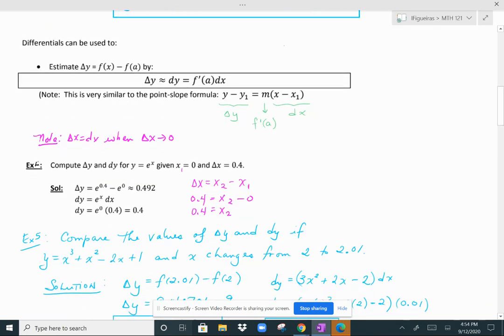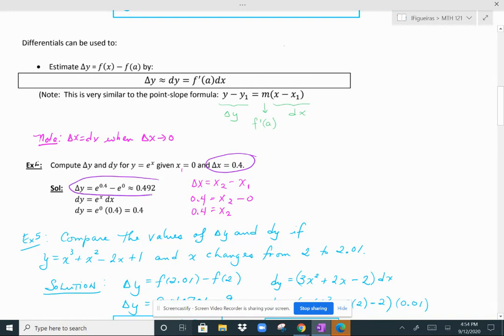All right, so here we're going to show that we can compute delta y and dy for this function, y equals e to the x, given that x sub 1 is 0 and the difference between x sub 1 and x sub 2 is 0.4. So I'm going to compute both the delta y and the differential dy to show you that we get similar results. Okay, so let's do the delta y right here.